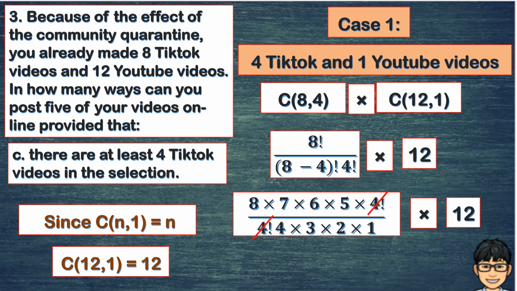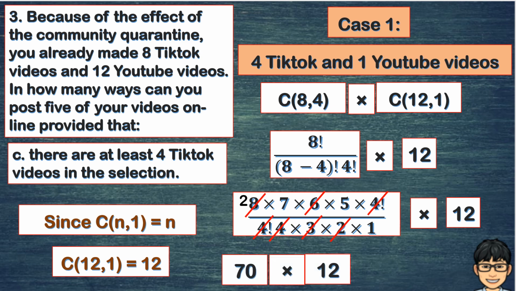Now let us cancel 4 factorial. Since 6 is equal to 3 times 2, i-cancel na rin natin sila. And also, 8 can be divided by 4, which is equal to 2. Ang natira sa itaas ay 2 times 7 times 5. And that is equal to 70. Then times 12. So we have 840. So therefore, meron tayong 840 ways para mag-post ng 4 TikTok and 1 YouTube videos.